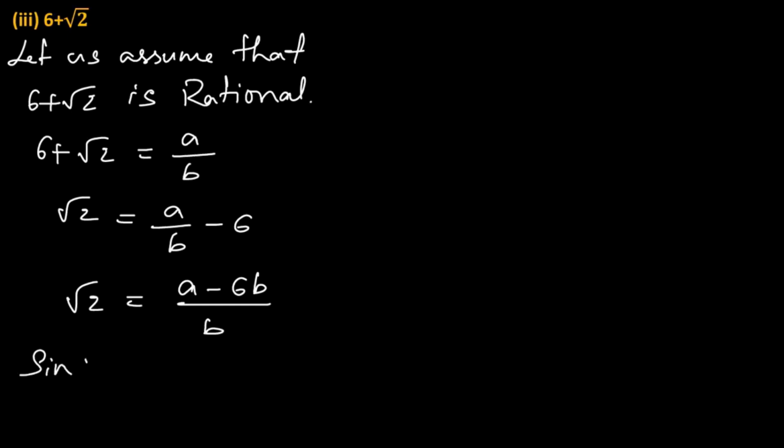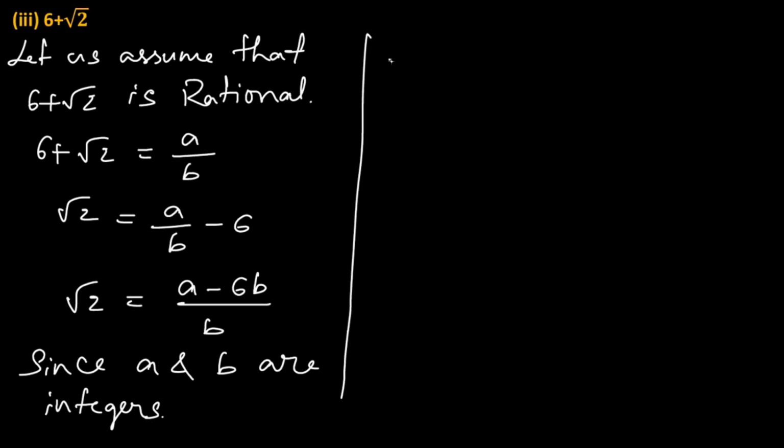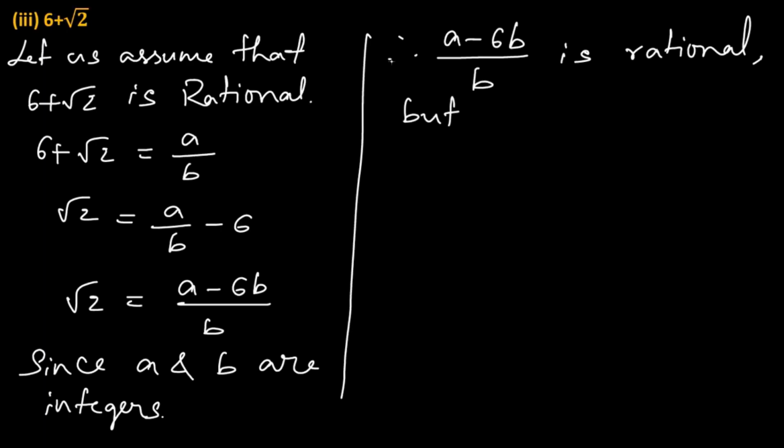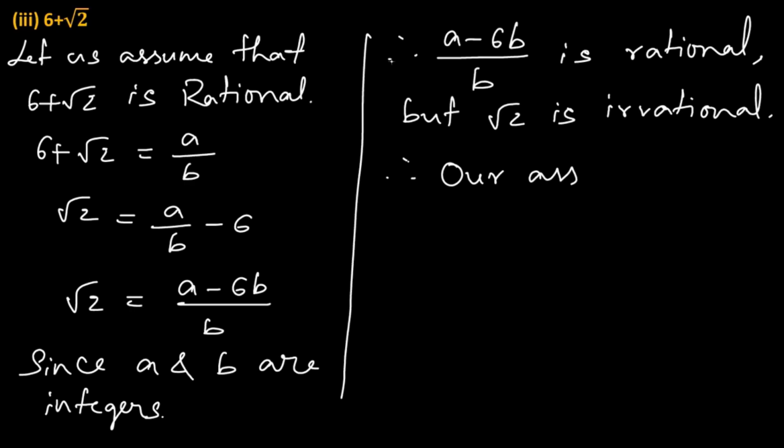Since a and b are integers, we are writing same steps, therefore (a minus 6b) divided by b is rational. But we already know that root 2 is irrational. So here a contradiction arises. Therefore, our assumption is wrong. We assumed 6 plus root 2 is rational. So our assumption is wrong because LHS is not equal to RHS here.